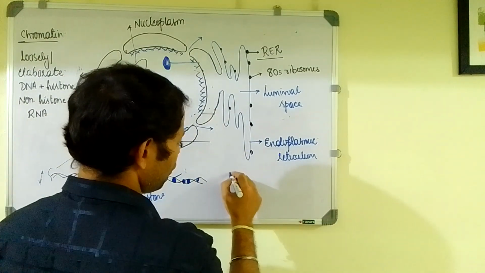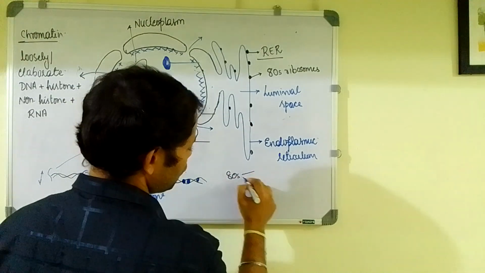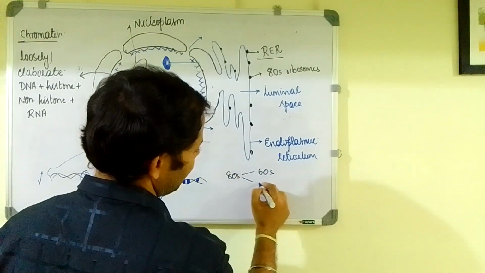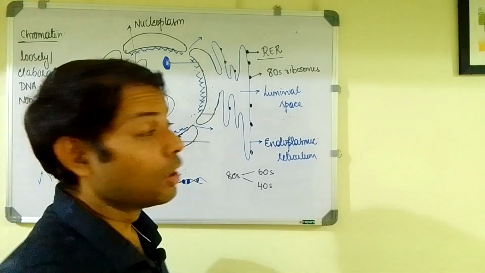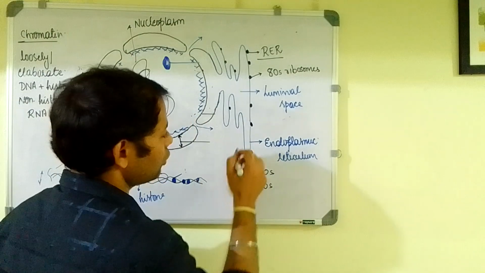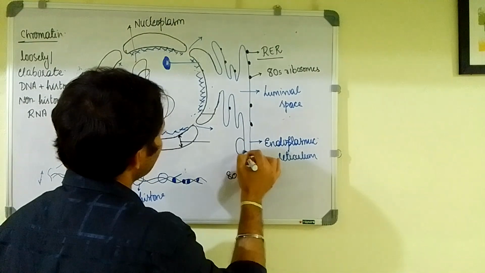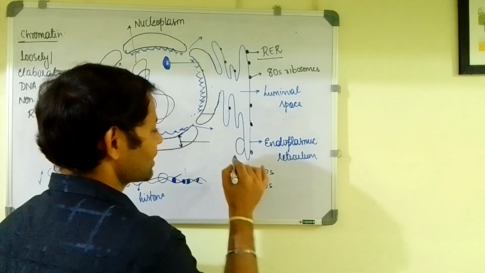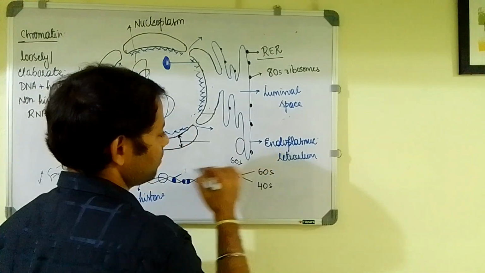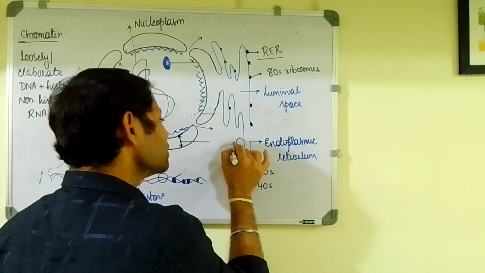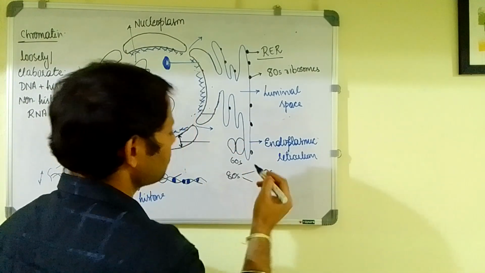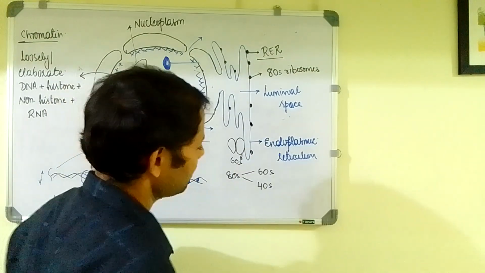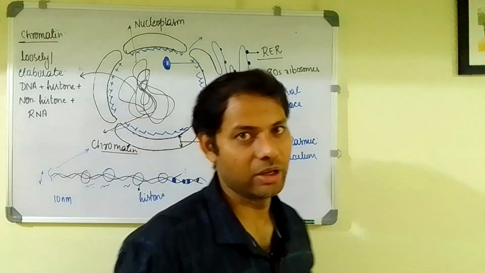Now all of us know an 80S ribosome is going to have two subunits. The first one is the 60S subunit and the second one is the 40S subunit. What is actually bound to the endoplasmic reticulum? The larger subunit. The 60S subunit will be binding to the endoplasmic reticulum. To the 60S subunit, obviously the smaller subunit will come and bind. So to the membrane, actually who's binding? The 60S subunit is binding. Okay.